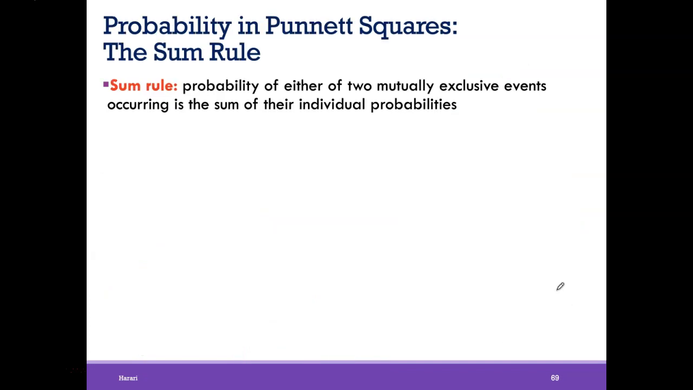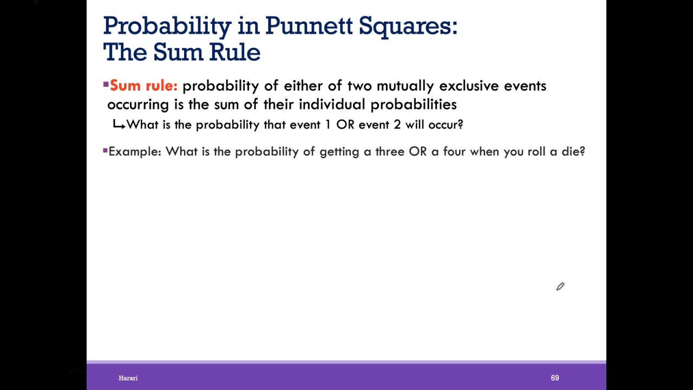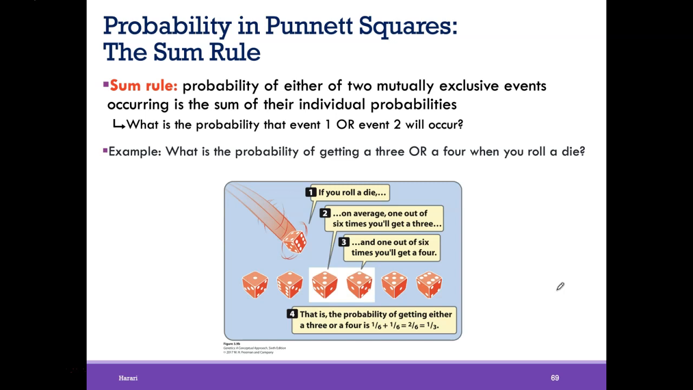The other rule you have to know is the sum rule. And the sum rule is the probability of either of two mutually exclusive events occurring. So what is the chance of this happening or that happening? To do that, we have to take the probability of either of two events and add them together. So what is the probability that event 1 or event 2 will occur? Right? So this is saying, what is the probability of getting a 3 or a 4 when you roll a die? So for this, we're using addition. The sum rule is addition. The sum rule is also known as the OR rule because it's when you're getting a 3 or a 4.